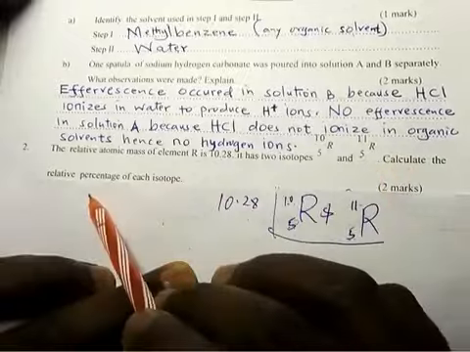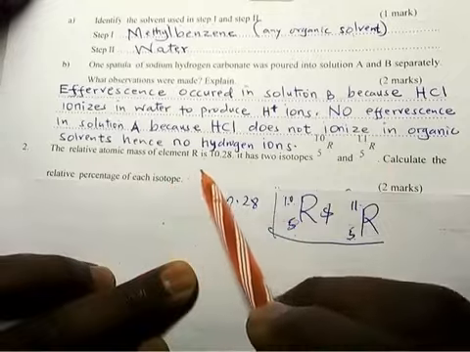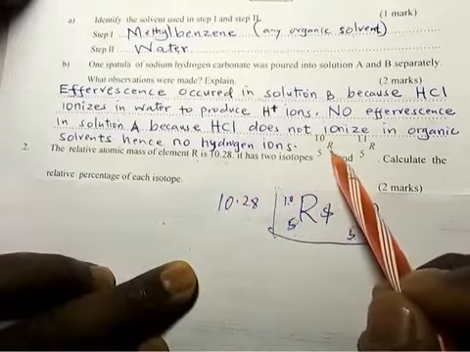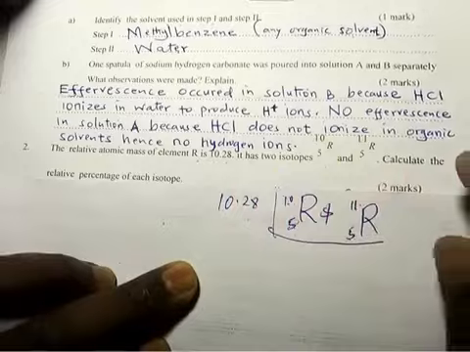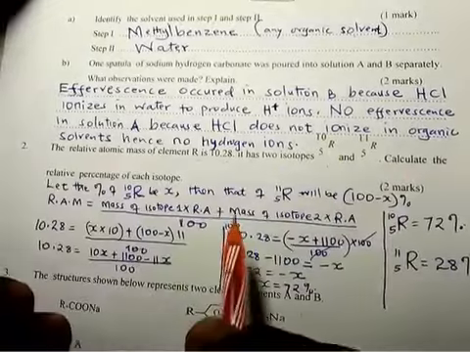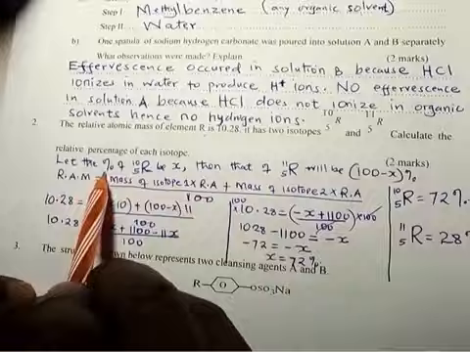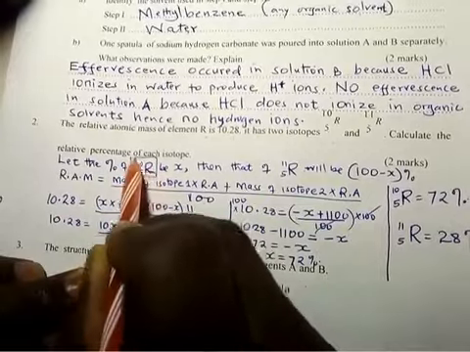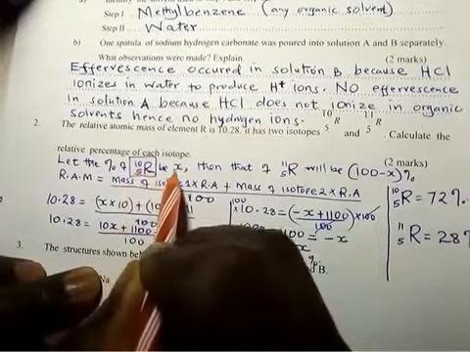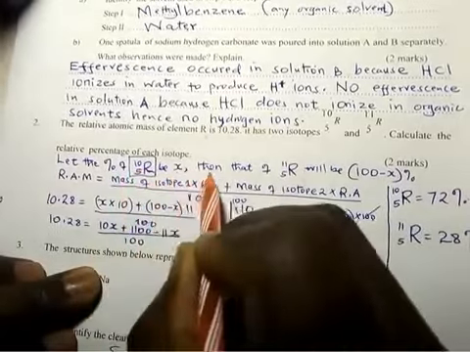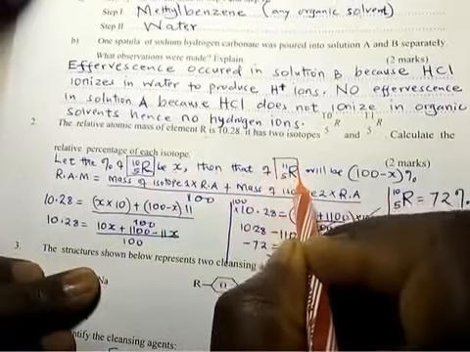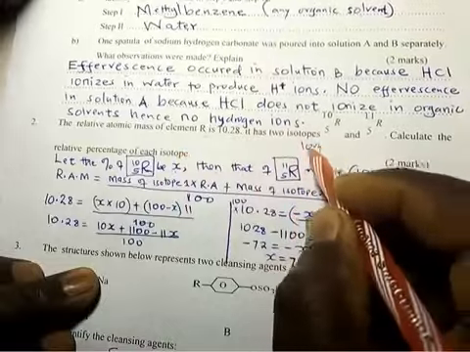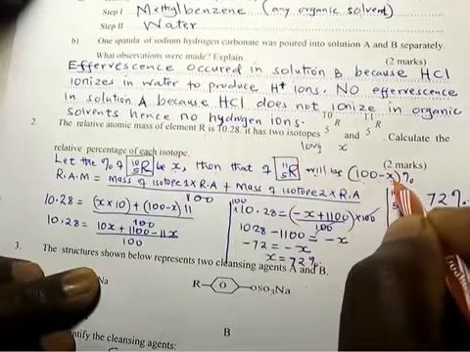So calculate the relative percentage of each isotope. Kwa hivyo tumepewa relative atomic mass. Sasa tunatakikana ku calculate the relative abundance. Relative abundance is always 100%. So let the 100% of this isotope yenye iko na mass ya 10 be x. So if this one is x, then that of this one will be 100 minus x because relative abundance lazima ikuwe 100%. Kwa hivyo kama ya kwanza ni x, hiyo ya pili ni 100 minus x.